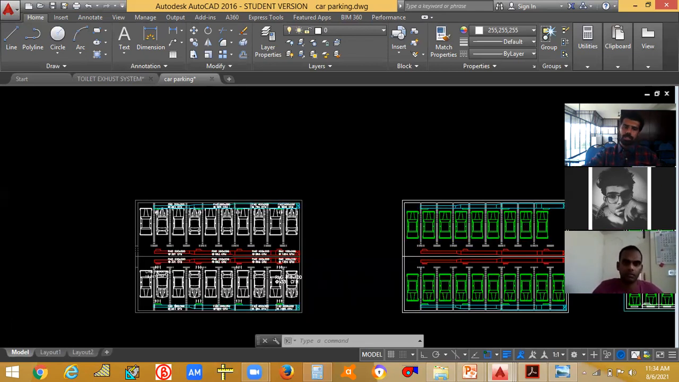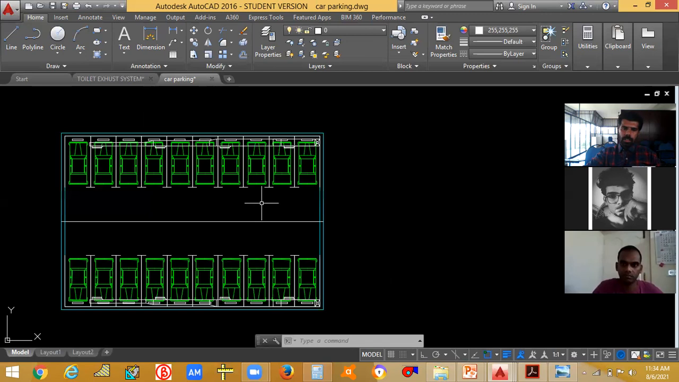If I am giving you this car park, will you be able to design? I am asking that I need a ventilation system for this. There are two compartments here. How will you start this project, or what will you try to do first? Any idea? We can discuss step by step.